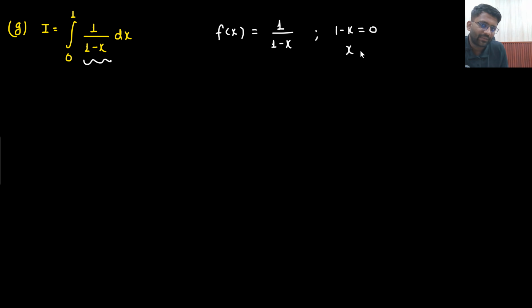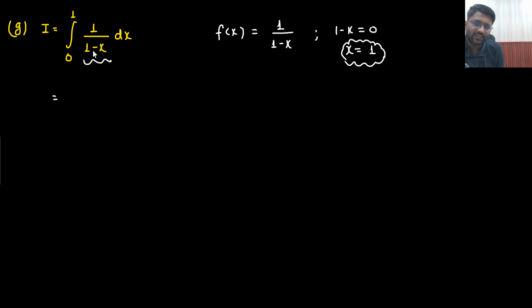Last question. This is the problem. Where is the issue? The issue is at 1 only. f(x) is 1 upon 1 minus x. So where is the problem? The problem is there when the denominator becomes 0. That means the problem is at x equals 1. Right? And if you see the limit, it is from 0 to 1 only. So no need to worry. That is the boundary point itself, so you don't need to break it down.